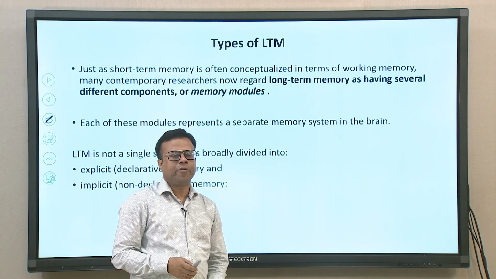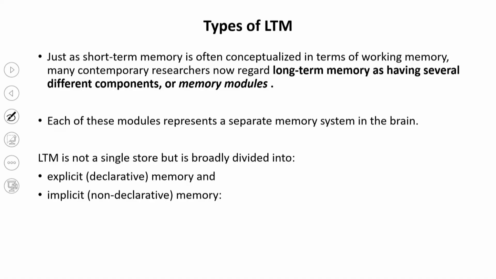Now, long term memory is also not just one unitary thing, there are different subsystems to it. So, there are different types of long term memory. Just as we found different subsystems in working memory, long term memory also has different subsystems, several different components called memory modules. Each of these modules represents a separate memory system in the brain. So, within long term memory also there are separate systems, just like working memory has subsystems.